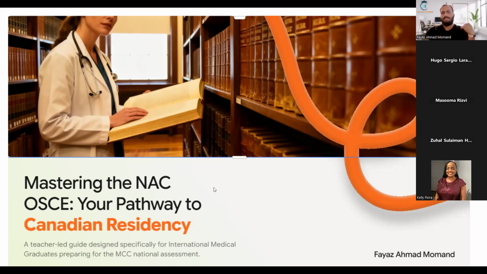And the exam is designed to identify those IMGs who are able to practice in Canada safely and effectively without harming anyone. Most IMGs taking the exam are already doctors in their home country, but Canada wants to know if they are suitable to practice medicine in Canada. That's basically the idea behind the NAC OSCE examination.